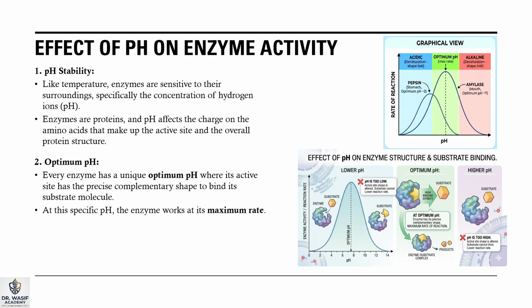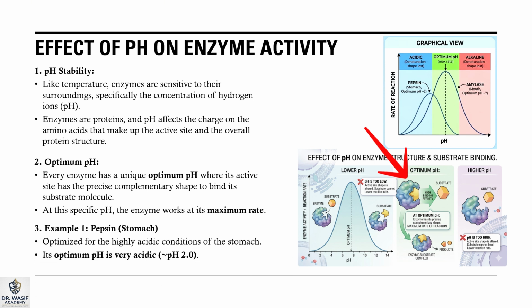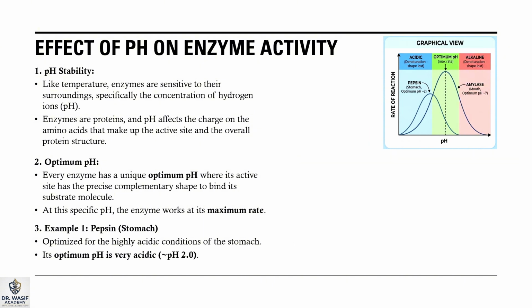Just like temperature, every enzyme has a unique optimum pH. This is the specific point where the active site is at its most stable and perfect complementary shape. At this pH, the enzyme-substrate complex forms at the highest possible frequency, and the reaction hits its maximum speed. If we talk about examples, that is pepsin, that is in your stomach.